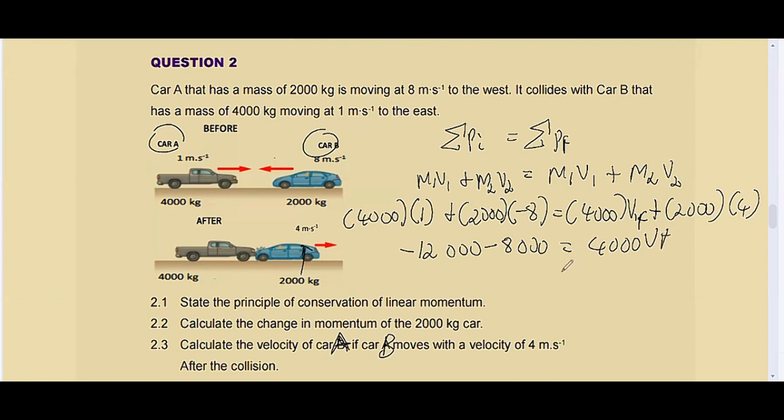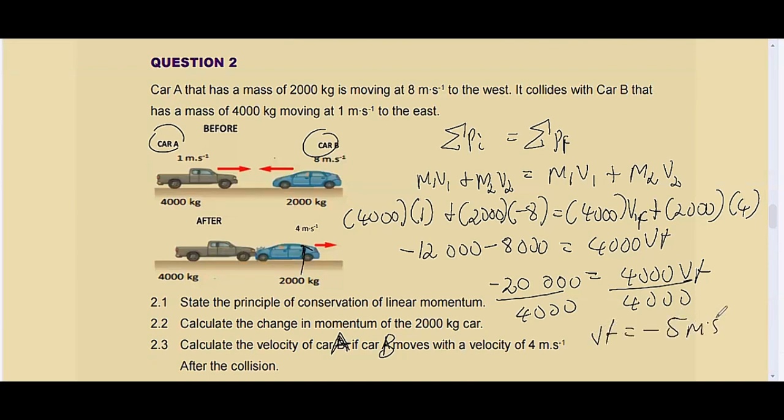At this point, what we can do is say negative 20,000 is equal to 4,000 vf. Then if we divide both sides by 4,000, our vf is equal to negative 5 meters per second. The negative here we interpret as west, 5 meters per second west. So that's our conclusion on that. Right. So correct. Let's proceed.